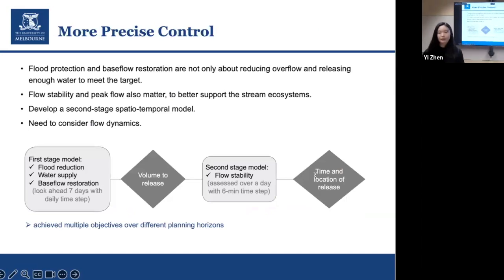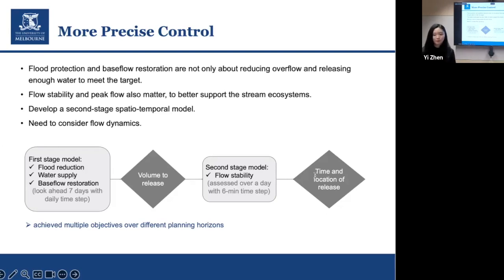Building on the progress so far, we move into the next stage of the project. So we are aware that flood protection and baseflow restoration are not only about reducing overflow and releasing enough water to meet the minimum flow requirements. To better support the stream ecosystems, the flow stability and peak flow also matter. So we decided to develop a second stage spatial temporal model to optimize for the flow stability, considering the flow dynamics within the systems.